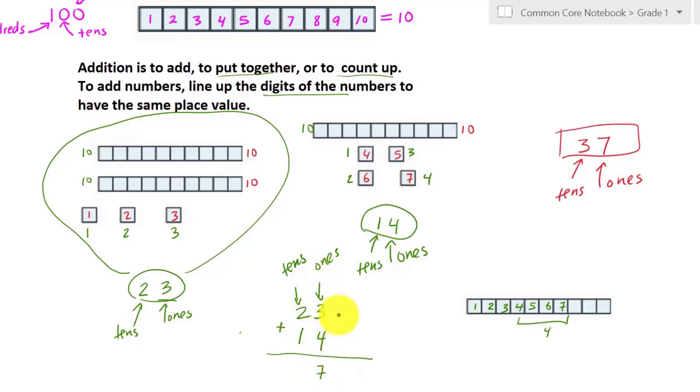Now we've added the ones already. Now we go over to the tens and add them. How many tens do we have? In this case, we have 2. 2 plus 1. Count up 1 more. That gives us a total of 3. So there you go. We have 37. And that is the same number as that one. And that's how we learn how to add with 2 numbers. So that's how we use addition to count up or put together.